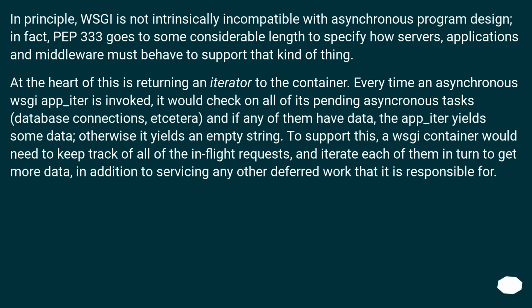In principle, WSGI is not intrinsically incompatible with asynchronous program design. In fact, PEP 333 goes to some considerable length to specify how servers, applications and middleware must behave to support that kind of thing. At the heart of this is returning an iterator to the container. Every time an asynchronous WSGI application is invoked, it would check on all of its pending asynchronous tasks, database connections, etc., and if any of them have data, the application yields some data, otherwise it yields an empty string.